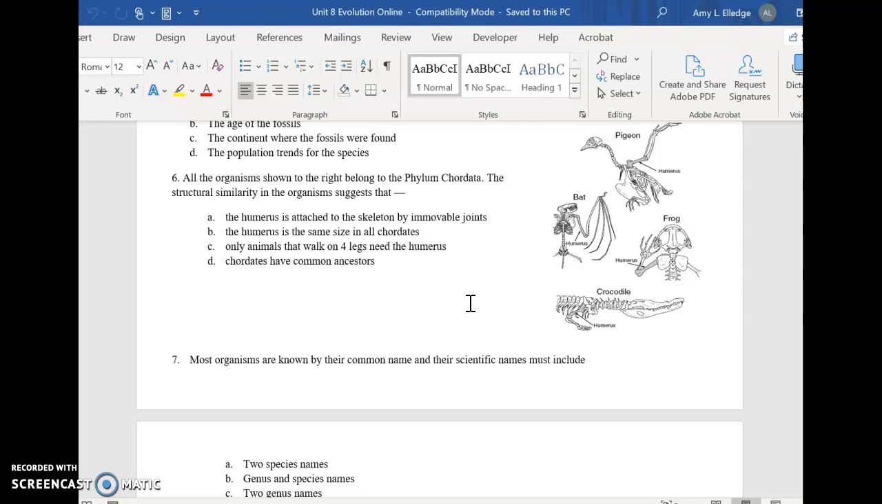How about the humerus is the same size in all chordates? Well, if you look at the picture, are they the same size? No. Only animals that walk on 4 legs need a humerus. Well, a pigeon doesn't walk on 4 legs, neither does a bat, and they have one. So perhaps it is D, that chordates have a common ancestor because they all share that characteristic, which tells us the common ancestor also probably shared that characteristic.